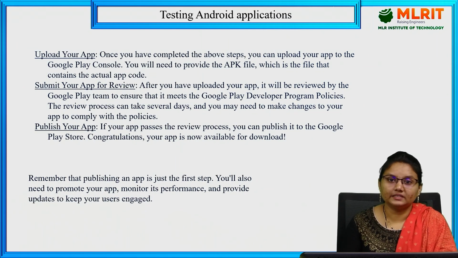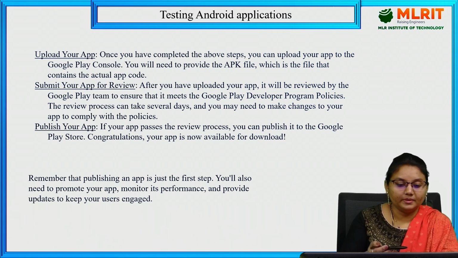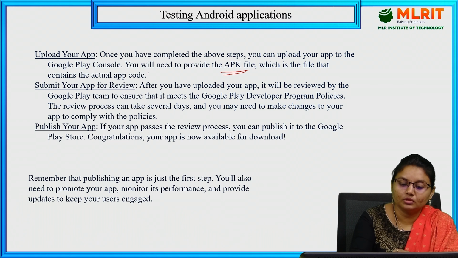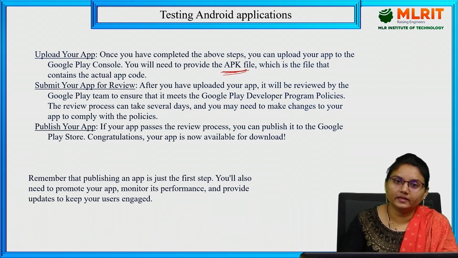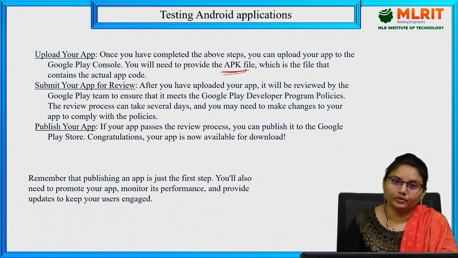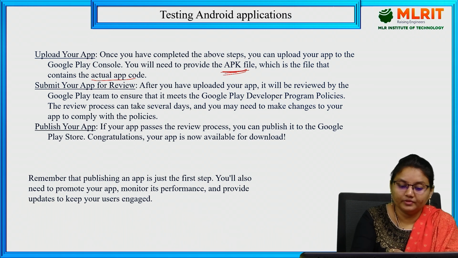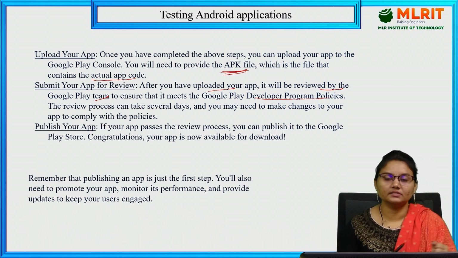Once you have set up your pricing, then you need to upload your application. Once all the above steps are completed, go to the Google Play console and provide the APK file. This APK file will be bundled with the entire application that you have developed, which is a file that contains the actual app code. Okay, and submit your app for review. After you have uploaded, it will be reviewed by the Google Play team to ensure it meets the Google Play developer program policies. There are a few rules and regulations that need to be followed.